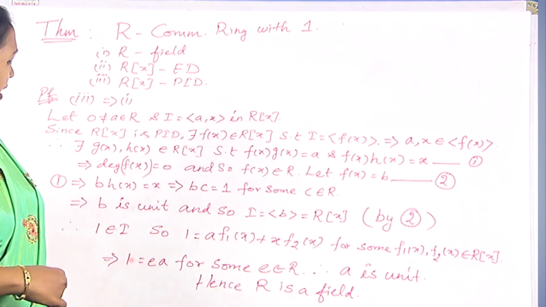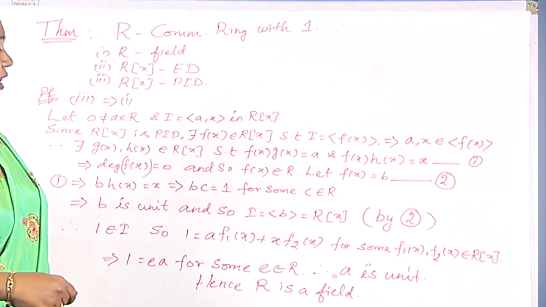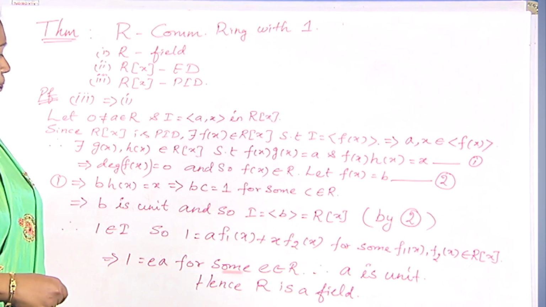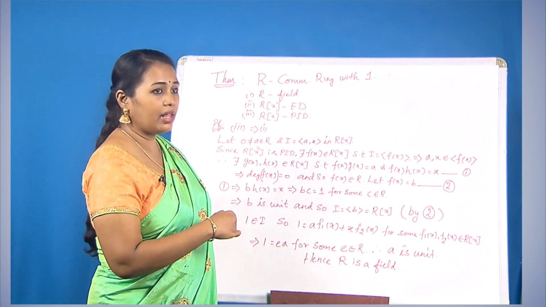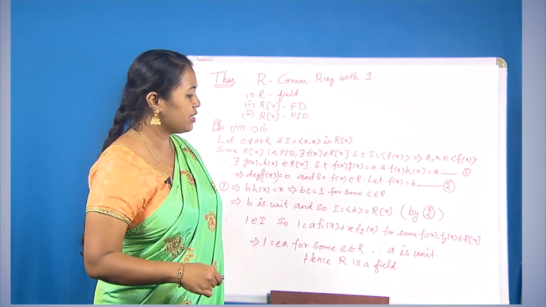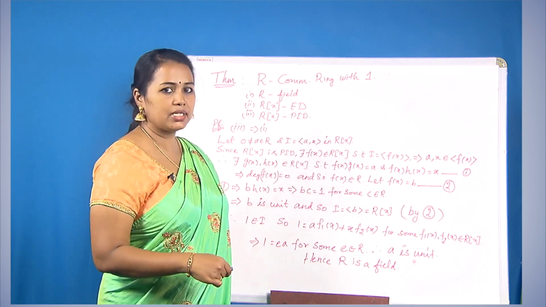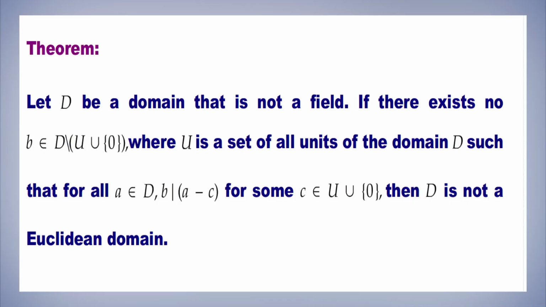So, let us consider that 1 is equal to E into A for some E belonging to R, and therefore A is a unit. From this I have proved that A is a unit. Then, from where did we start? We took a non-zero element in R and I have shown that it is a unit. So, all non-zero elements in R are units, which implies that R is a field. The next theorem will show when the domain is not Euclidean.